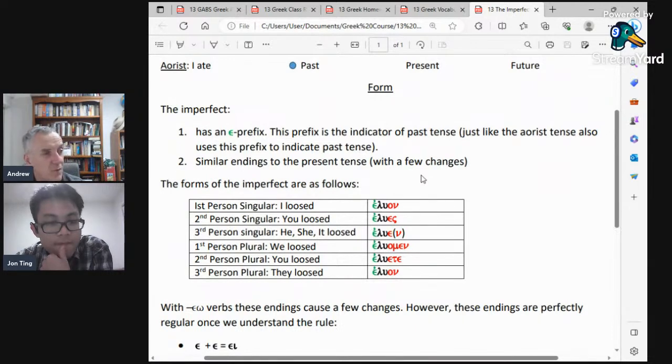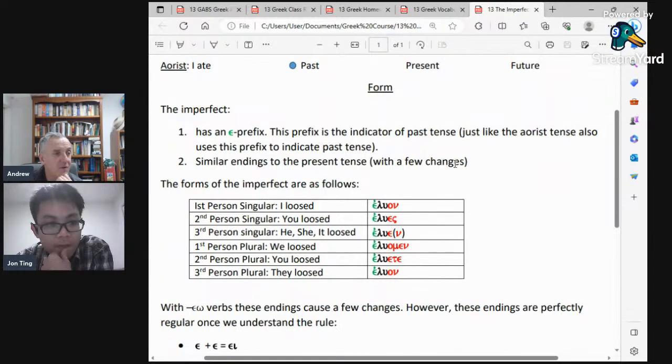So the full forms are eluon, elues, elue(n), and you can see that elue(n) has a movable nu on the end. That means sometimes they drop it off, sometimes they leave it on. Then eluomen, elueta, eluon.